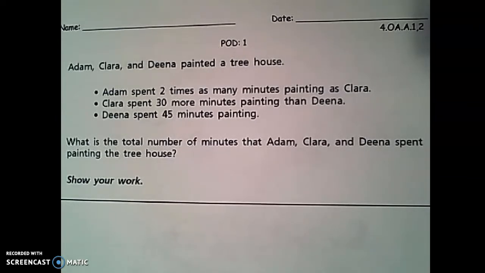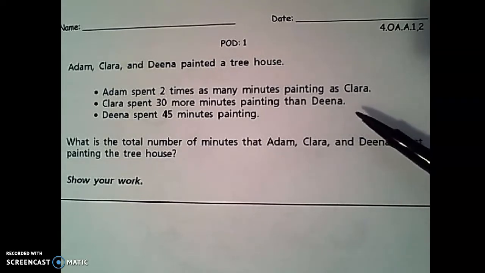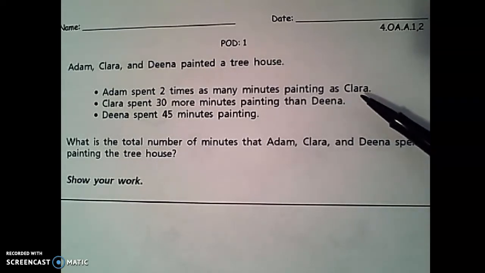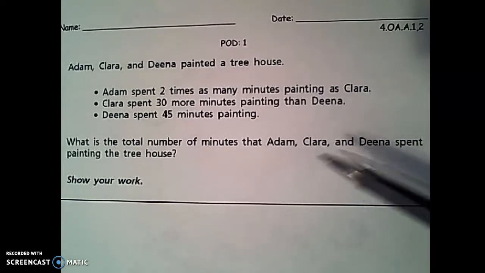So I noticed that we have our 3 characters here, and they were all motivated. They did different things. They each spent a different amount of minutes painting this treehouse. So we first have to find out how many minutes Adam painted, Clara painted. We know Dina, and then we have to find the total.